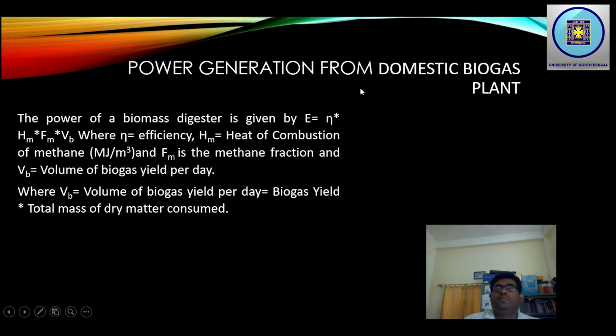Power generation from a domestic biogas plant. The power of a biomass digester is given by E equal to eta Hm Fm into Vb, where eta is the efficiency, Hm is the heat of combustion of methane in MJ per meter cube, Fm is the methane fraction and Vb is the volume of biogas yield per day. The volume of biogas yield per day is equal to biogas yield into total mass of dry matter consumed.